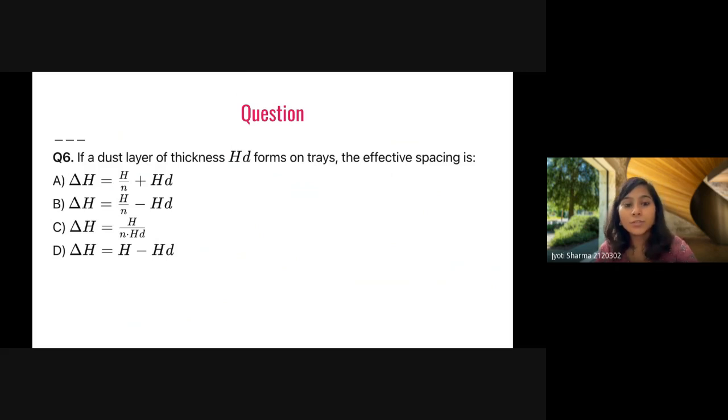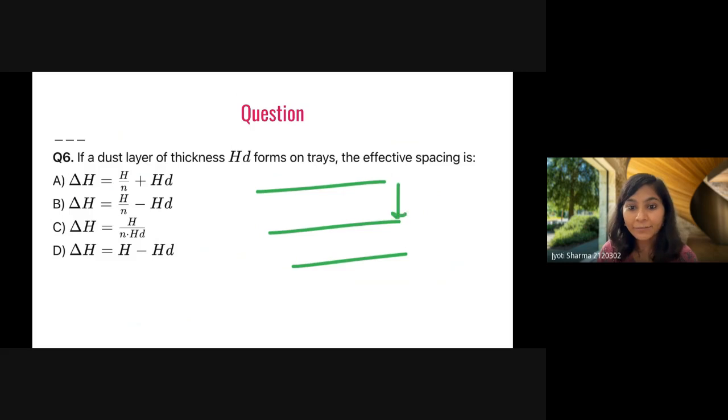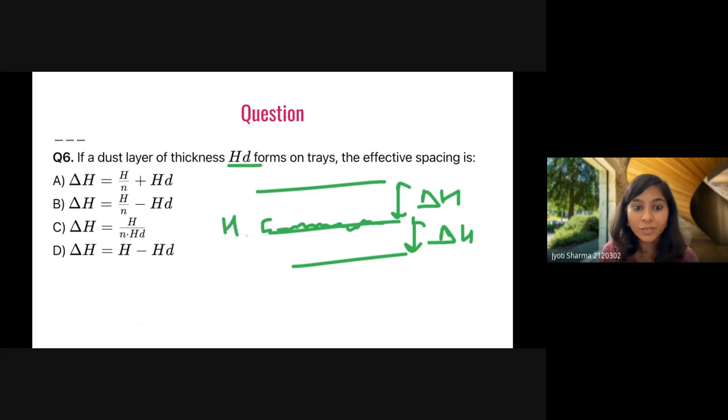Okay, the next question is, as I told you, we do have a lot of trays, and each tray has the height delta H, right? But what will happen if we have some dust on it? So if there is a thickness of dust, let's say this is the thickness of your dust and this is known as Hd. That will form a layer on the tray. Then the effective spacing will be what?